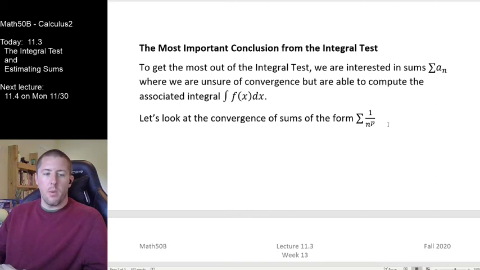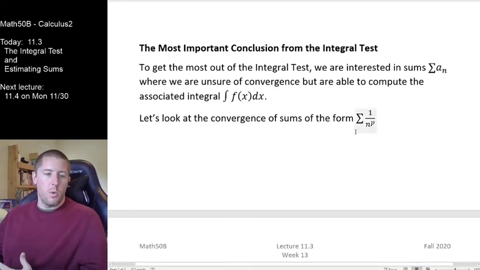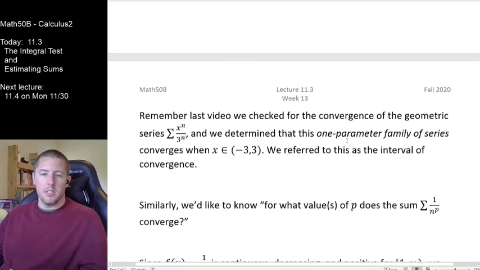But there's a whole family of these out here, right? Any power that we're seeing out here is a rational function. I want to know which powers on n, given 1 over n to the p, are going to cause this to be a convergent sum. Which of the ones are going to cause this to be a divergent sum?